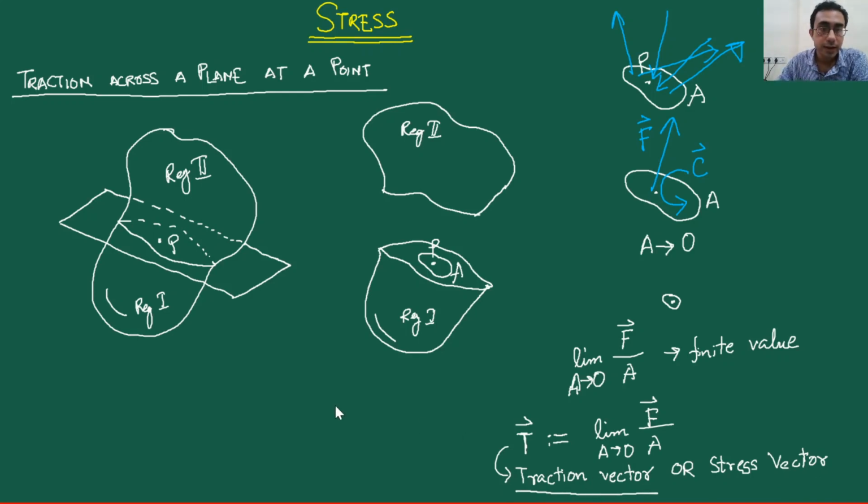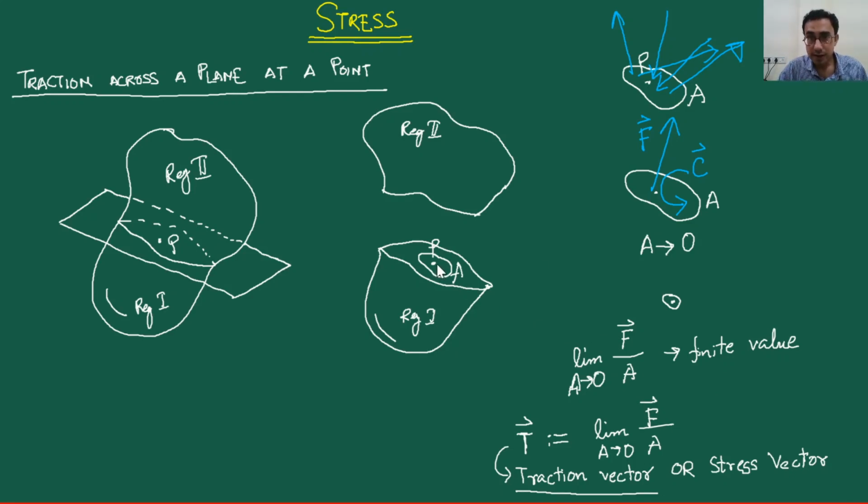Okay, so when I say this concept of traction across a plane at a point, this is what I mean: the limiting value of F by A, the limiting value of F vector by A as A tends to 0. Now you see there is a very subtle concept involved here, and that is that all of this definition pertains to this very specific point P.